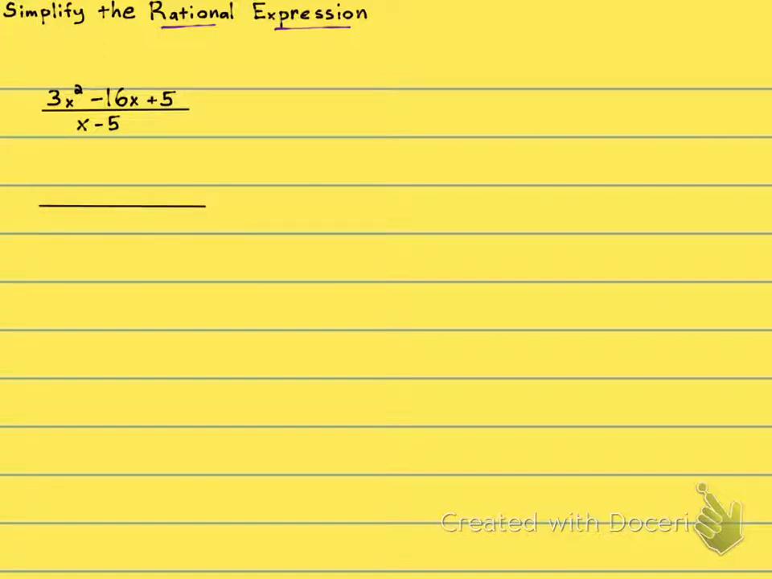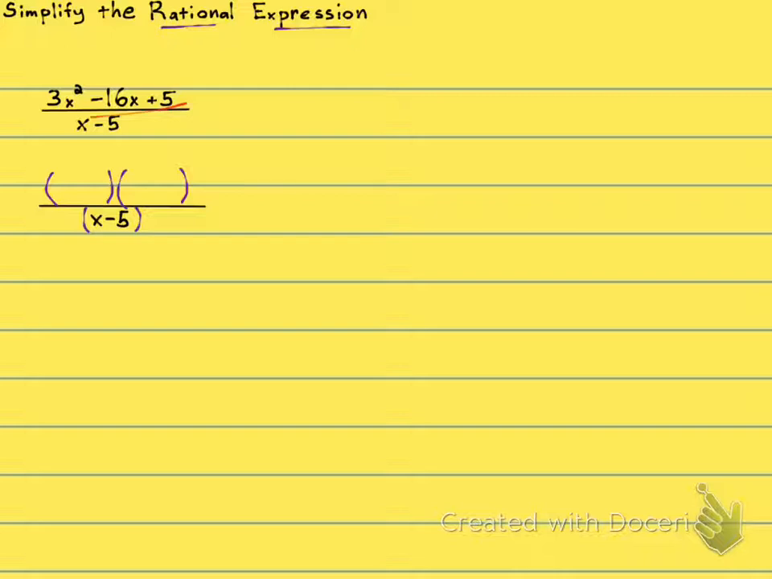It says simplify. The denominator is already factored as much as possible, so that's x minus 5. But the numerator right here is a trinomial that I can factor. So I want to turn it into two binomial factors, and then I am hoping that one of these will cancel with this one. My guess is that one of these is going to be x minus 5.